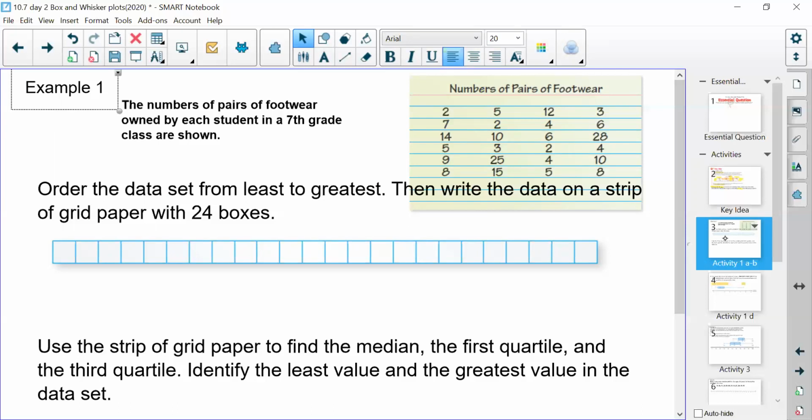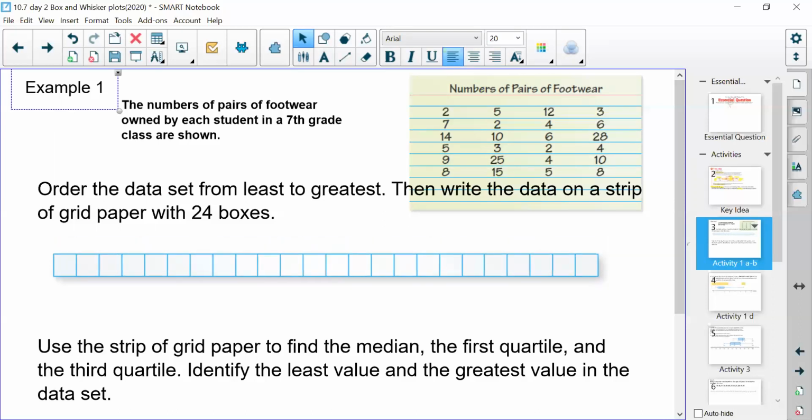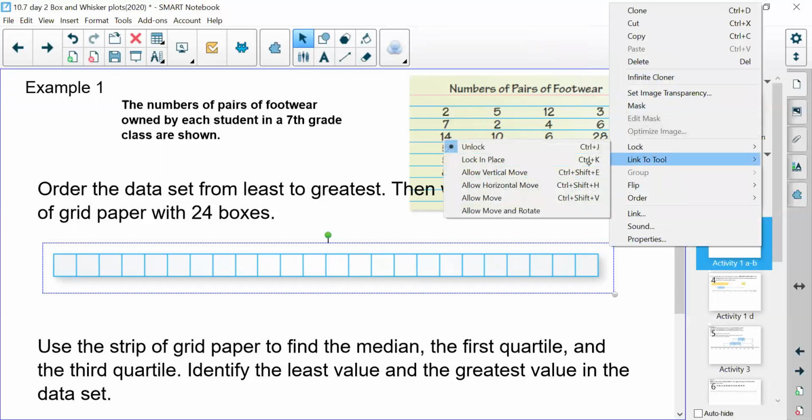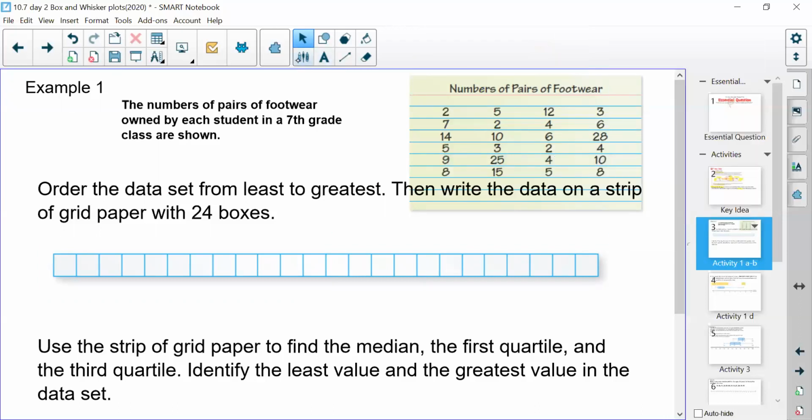Okay, so you might want to start with the smallest, you might want to start with the biggest, whatever your method is, you might want to cross out as you go so that you don't mess up any data. Okay, so let's go ahead and write our data points. So we actually have 3 2s up here. Let me go ahead and lock that into place so I can write on it here. All right, so we actually have 3 2s.